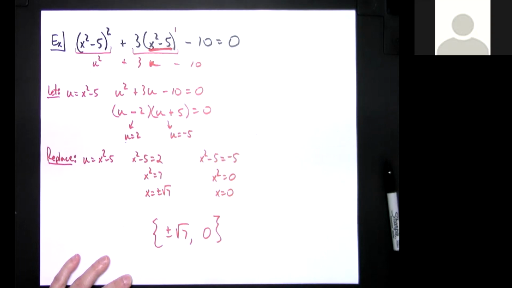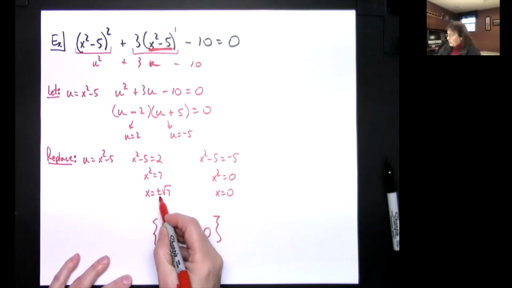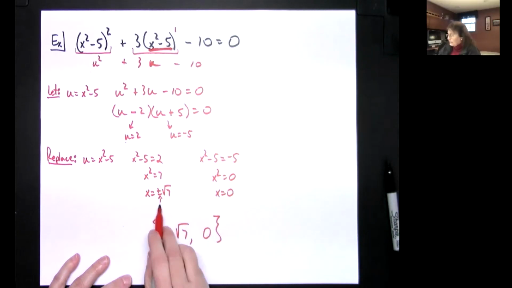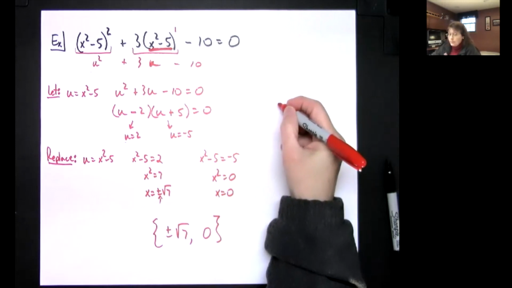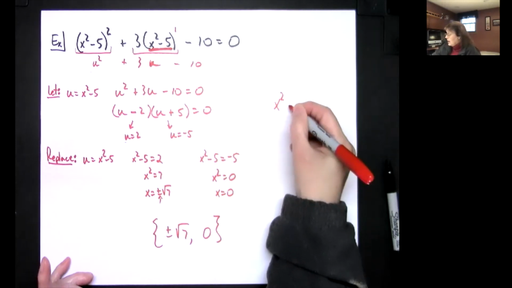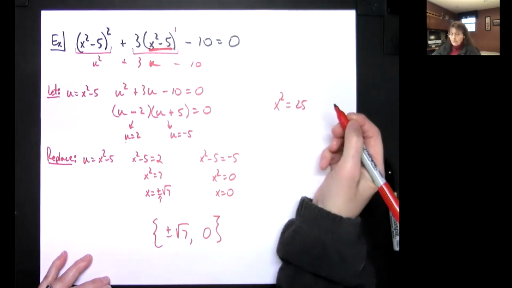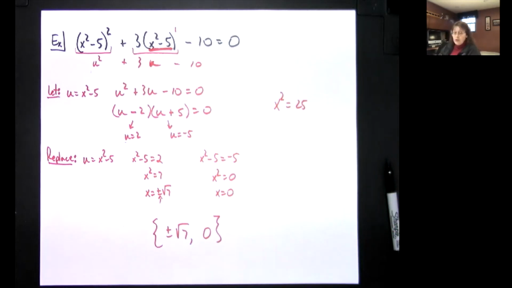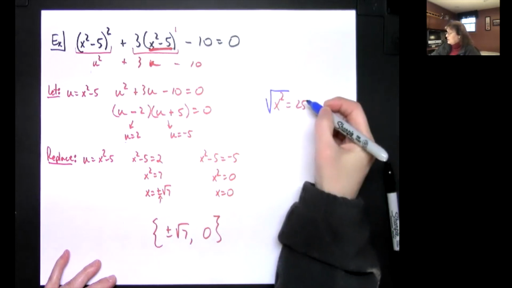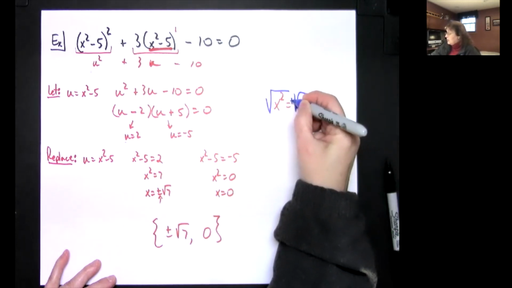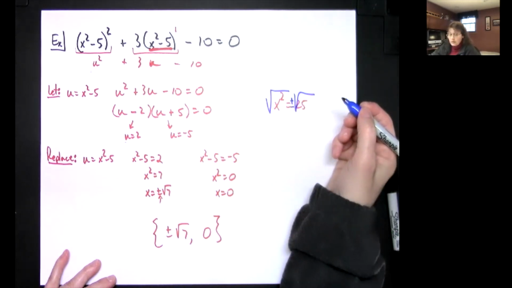Can I ask a question? You sure can. How do we know when to use the plus or minus before? You mean that plus or minus right there? Yeah. Okay, so anytime you're solving for x, if you've got x squared equals any number on this other side, when you do the inverse operation, that's when I put the plus or minus on both sides.